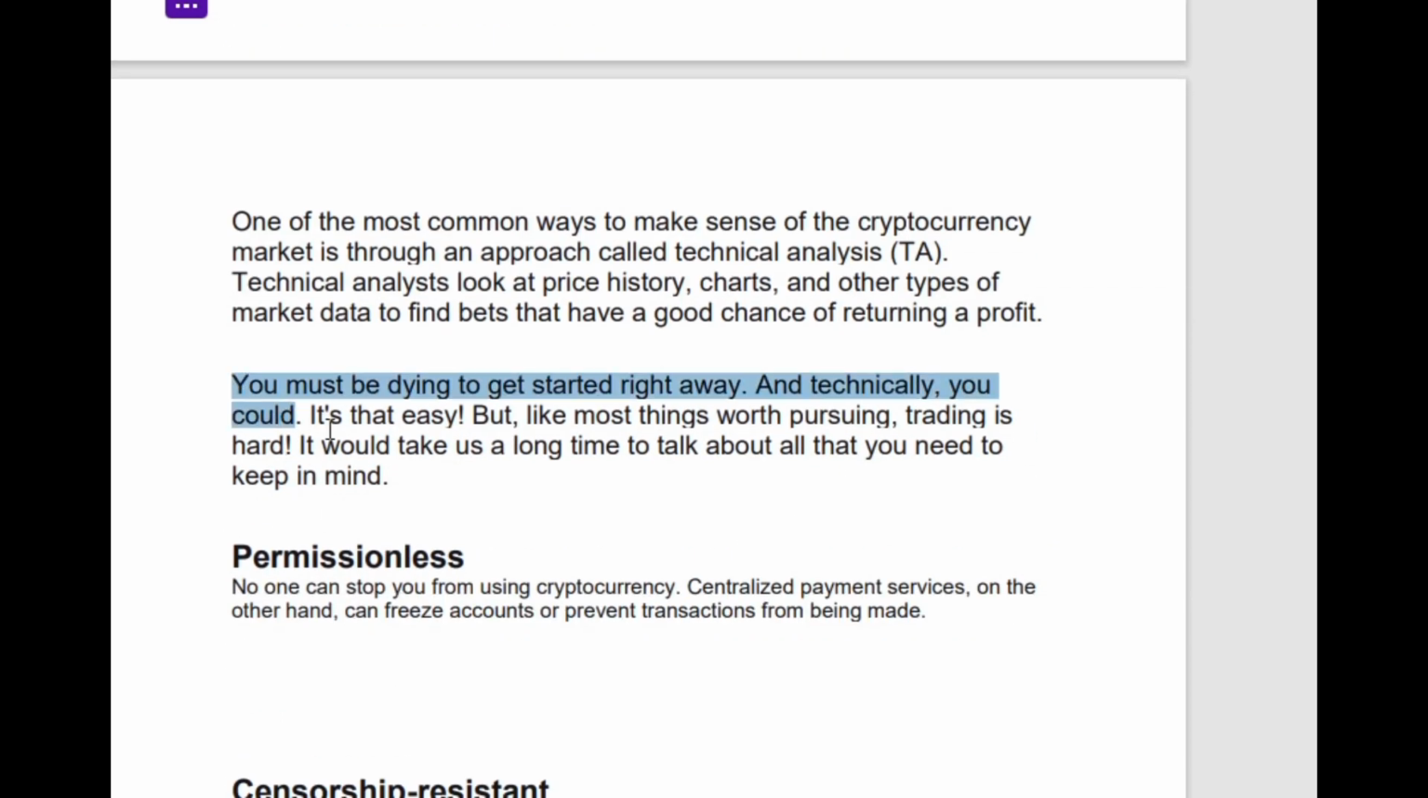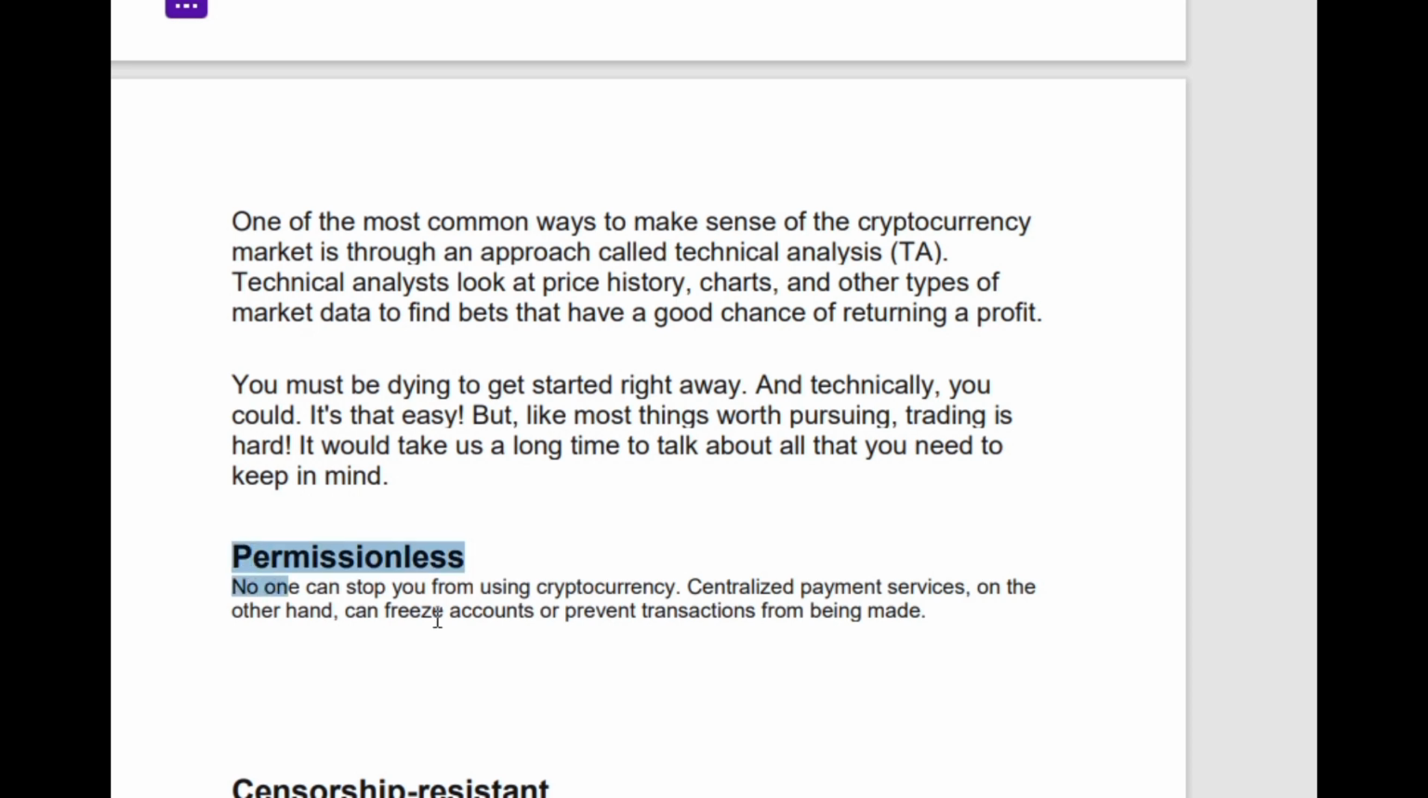You must have a strategy and start the right way technically. It's not easy, but like the most common thing, both investing and trading is hard. It could take a long time to talk about what you need to keep in mind.